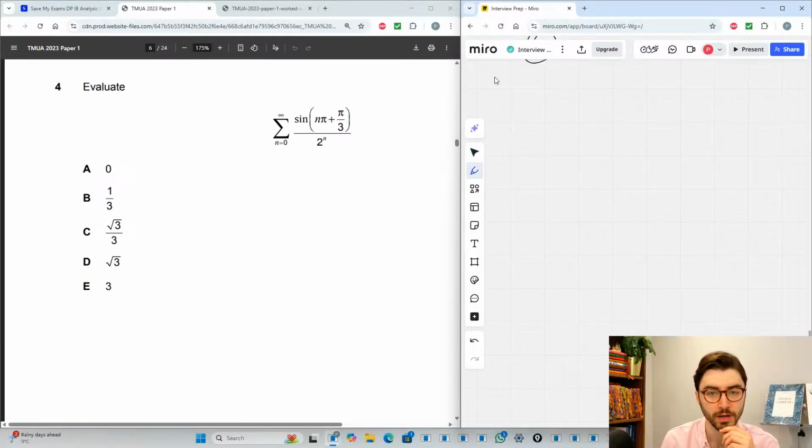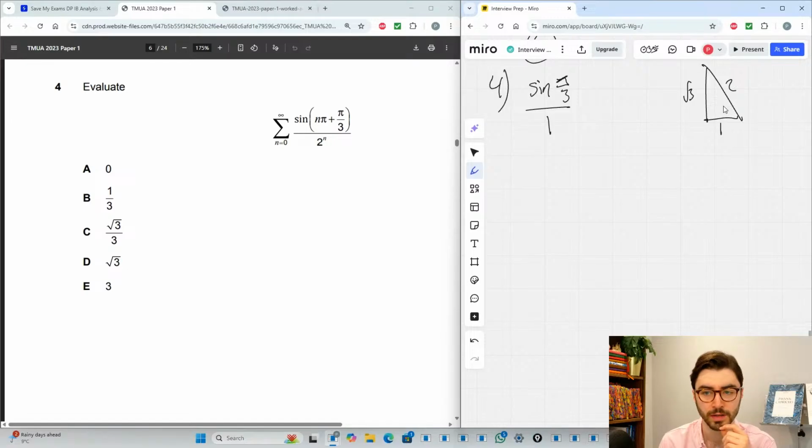So here, question 4. Evaluate the sum from n equals 0 to infinity of... Let's just do the first few terms. So when n equals 0, it's just sine pi over 3 over 2 to the 0, which is 1. I'm going to need my special triangle, 1, 2, root 3, where this is pi over 3. So sine pi over 3 is root 3 over 2. I will never in my life be bothered to learn what that value actually is. I will always go from the triangle. That I promise to you.